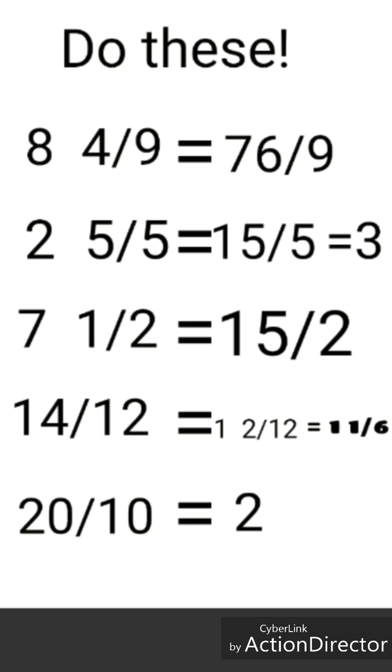Okay, so here are the answers. 8/4 is equivalent to 2. 7 6/9 is equivalent to 69/9. 2 5/5, which was a trick question, equals 15/5, which is equivalent to 3 wholes. 7 1/2 is equivalent to 15/2. 14/12 is equivalent to 1 whole 2/12, or if you want to simplify it further, 1 whole 1/6. And 20/10 is equivalent to 2 wholes.